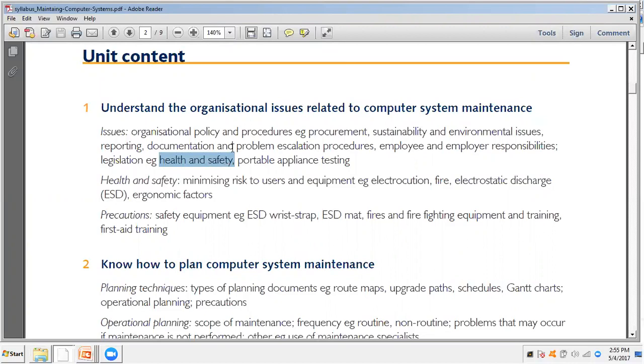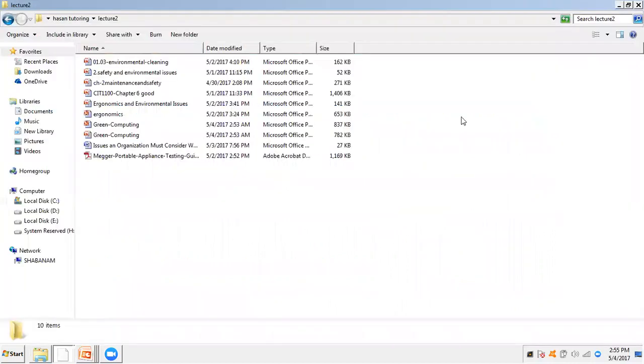So I think we have done almost this part, right? This portion has been almost covered. The ergonomics factor has been minimizing risk to user and equipment. We will see this part, ESD part, electrostatic charge. Let's see safety and environmental issues.